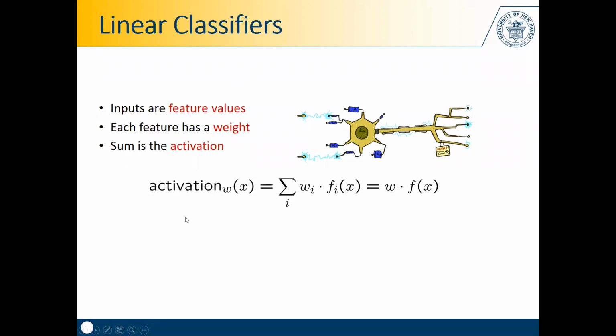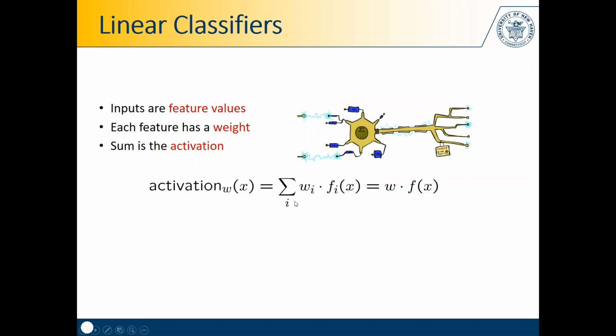So in mathematical terms, the activation for an input X, like an image X, with weight W, is given by the summation of each input feature. X is comprised of a number of features. We're representing X with a number of features, like F1 of X, F2 of X. Each feature is multiplied by the corresponding weight, the weight of the input channel dedicated to that feature.